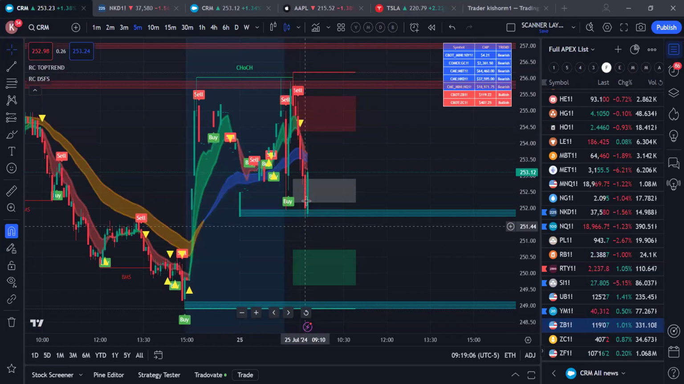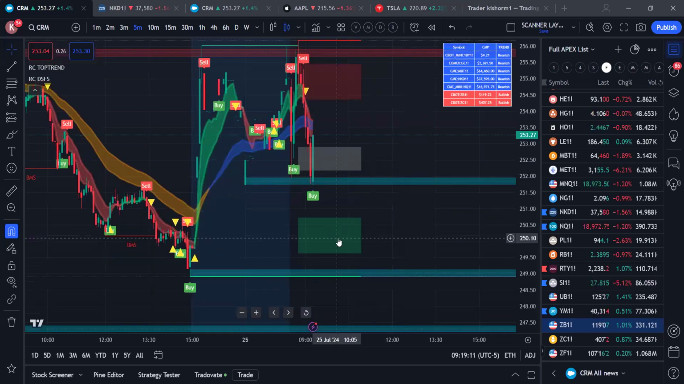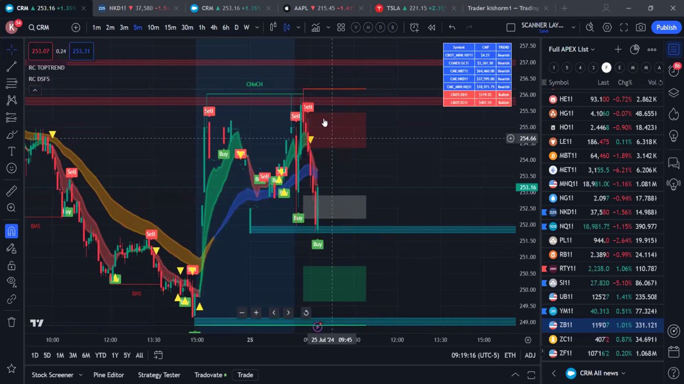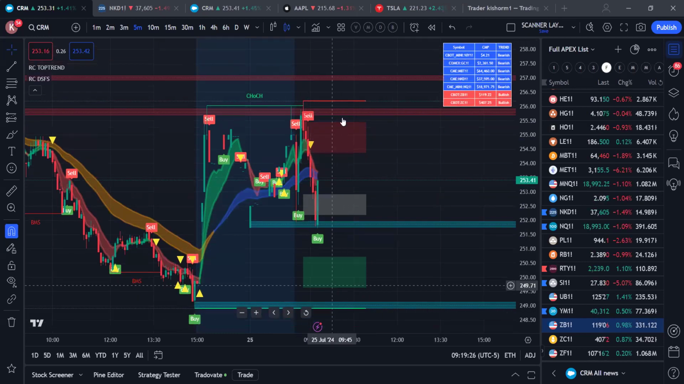Right, now we got a buy signal for CRM, but always try to take the buy close to the support, right? This zone. Always try to sell close to this area. In the midpoint, it is always risky. Sometimes it can go up and again start dropping. Right? Buy at the bottom, sell at the top.